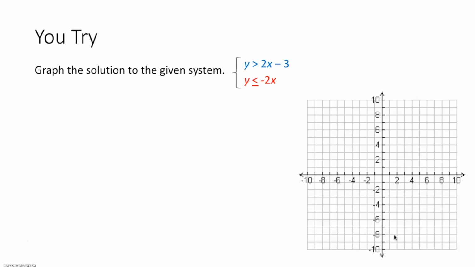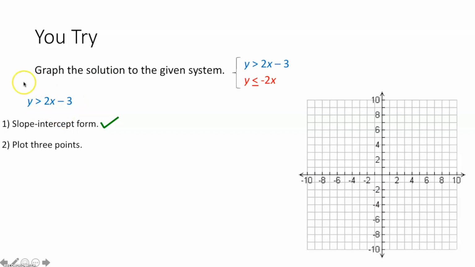Okay, doing the same thing here. First, is it in slope-intercept form? Yes, it is. Y = mx + b. Yes, we are in slope-intercept form. Next, plot 3 points. So our b value is what we start with. That's our y-intercept. So at (0, -3), we are going to put an open circle. Why an open circle? Because there's no equal sign under here. We have to show that the line is not part of the solution set.